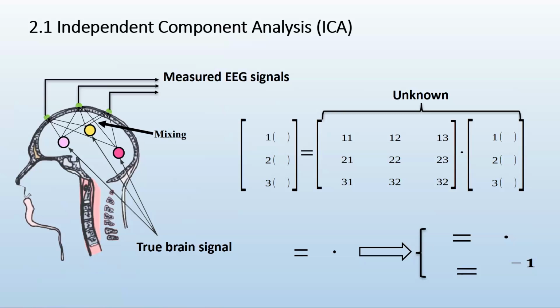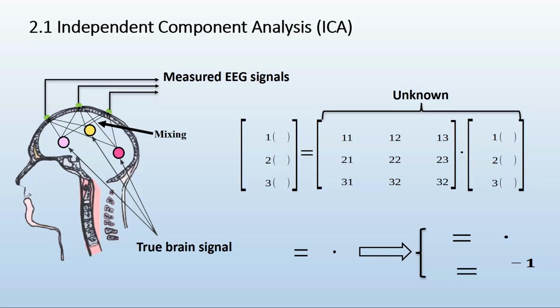So first question, what is ICA and why do we need it? Actually, most of the signals we collect are mixed signals. Let's take an example like the EEG signal, the electroencephalogram signal we collect from our scalp. Each sensor we put on our scalp is actually detecting a mixed signal from all the true brain signal sources. So we can convert this mixing process into a mathematical problem.